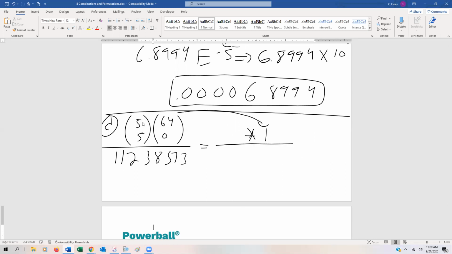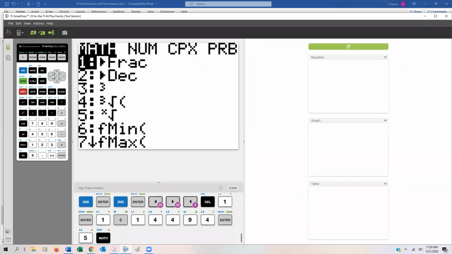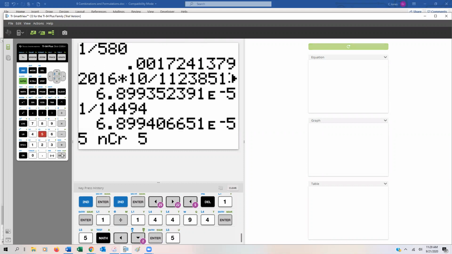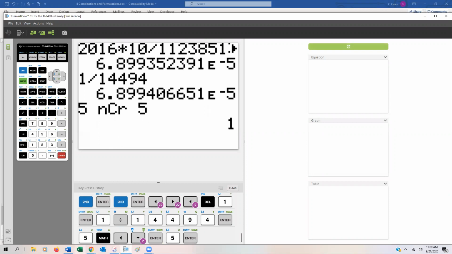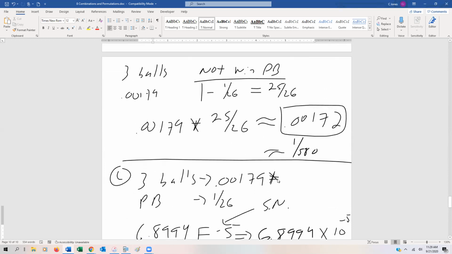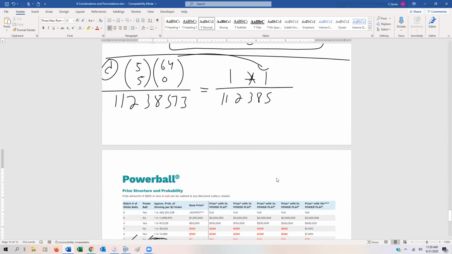5 choose 5 is also 1. So if we go in our calculator, I know this is going to be 1, but let me just show you first of all that it is 1 because we've never done one like that. So 5 choose 5 is 1. So really you have a 1 in 11238,513. Let me go back up and check just to make sure. 513. All right. Now remember what this is. All this tells us is the probability of selecting 5 balls correctly.